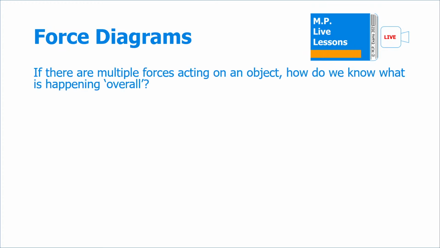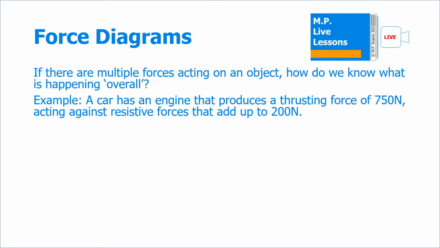Now, if there are multiple forces on our diagram, how do we know what's happening overall? For example, let's say we have a car that has an engine and it produces a thrusting force going forward of about 750 newtons, and it goes against resistive forces that add up to 200 newtons. We're going to draw something called a free body diagram. Usually you'd have a scale for the arrows, for example, 1 centimeter is 100 newtons, but in this case it doesn't matter much. We're more on the maths for this.